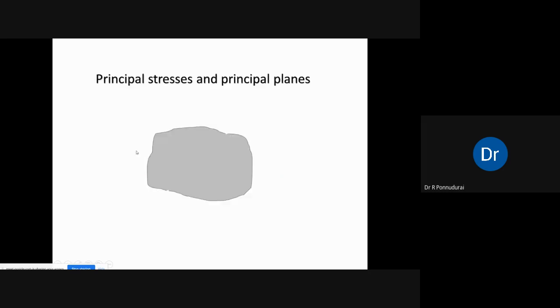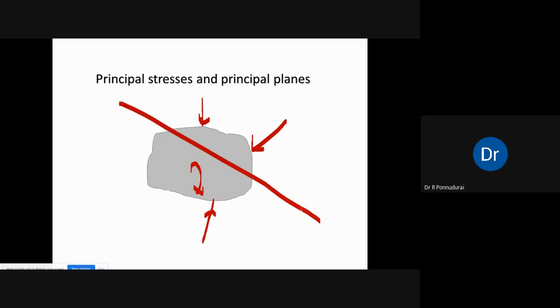Next, when we go for principal stresses, already I told what the principal stresses are: the maximum stresses developed in the body for a given loading. So this is a body which is subjected to some kind of loading. Some plane will have the maximum stresses. That plane we call a principal plane. The stresses on the principal plane are called principal stresses. So where is that plane with respect to the horizontal? We just require to calculate. Why do we require to calculate this plane?